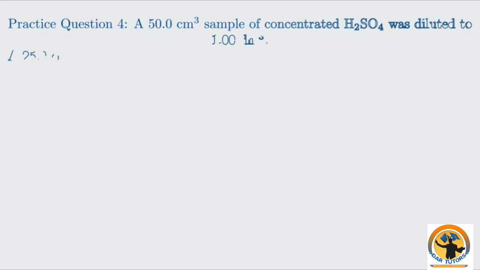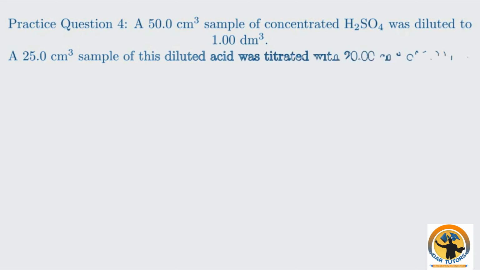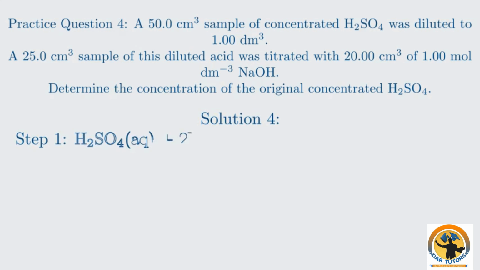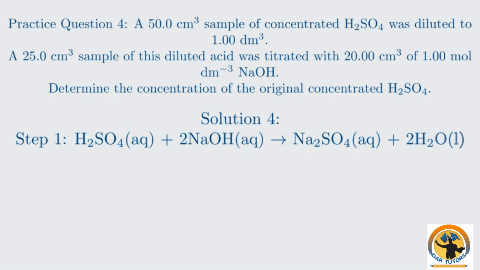A sample of concentrated sulfuric acid is diluted and then titrated with sodium hydroxide. We need to find the concentration of the original concentrated acid. The balanced equation for the titration is H2SO4 plus 2NaOH yields Na2SO4 plus 2H2O. Note the 1 to 2 mole ratio. First, we find the moles of NaOH used in the titration. Moles equals concentration times volume.